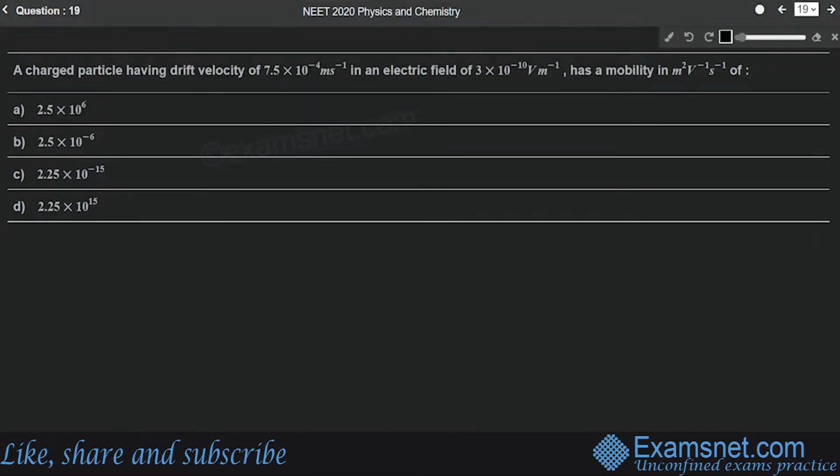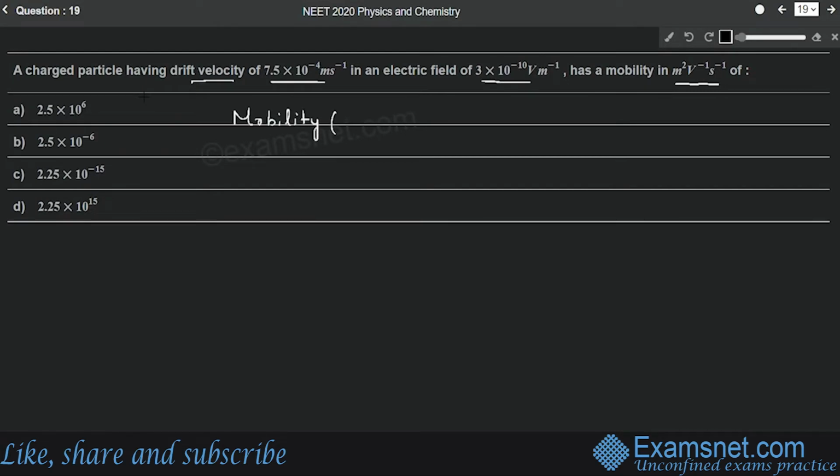Question number 19 is from the chapter Current Electricity, and the question is, a charged particle having drift velocity of 7.5 × 10^-4 meter per second in an electric field of 3 × 10^-10 volt per meter has a mobility in meter square per volt per second of. Okay, so we have to determine the mobility of the charged particle.